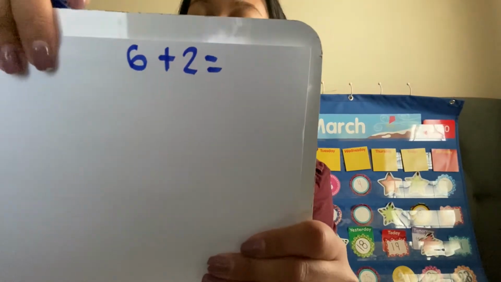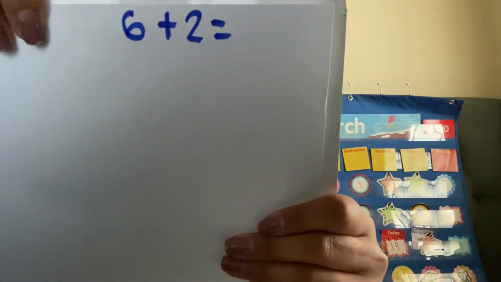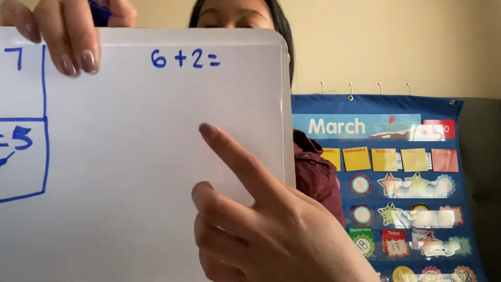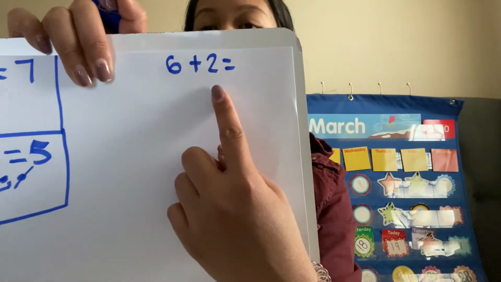So my first addition problem is actually going to be 6 plus 2 because we're going to find out how much is 2 more than 6. So again, I'm going to draw 6 dots right here and then 2 more.